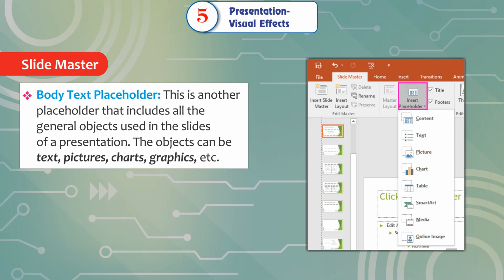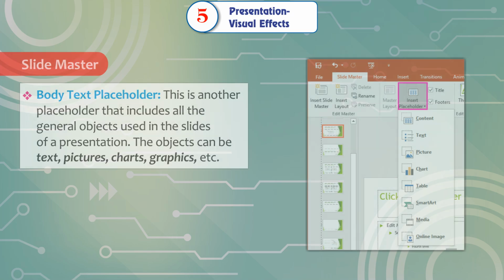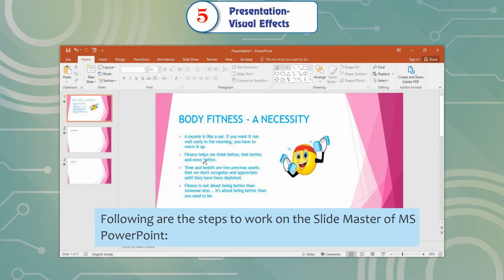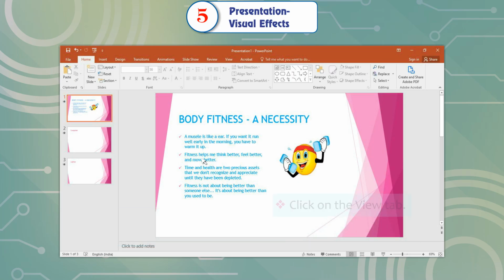Body Text Placeholder. This is another placeholder that includes all the general objects used in the slides of a presentation. The objects can be text, pictures, charts, graphics, etc. Following are the steps to work on the Slide Master of MS PowerPoint.